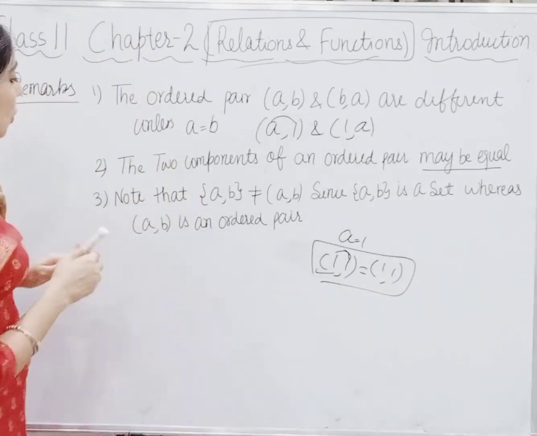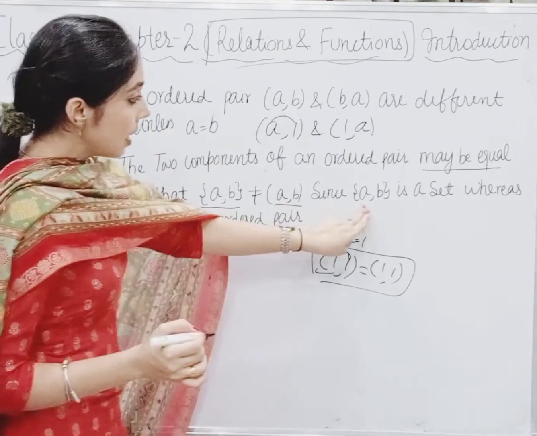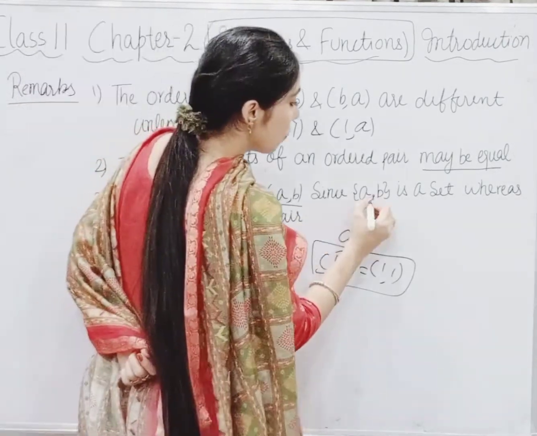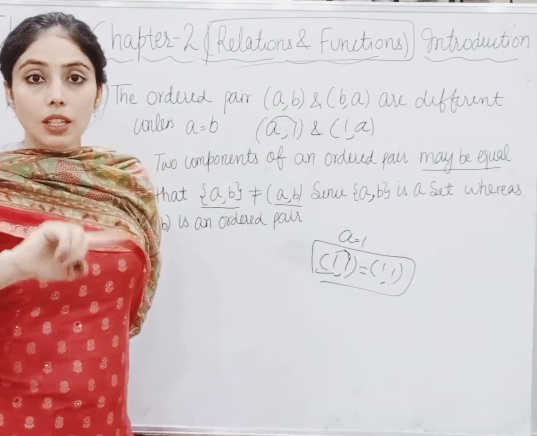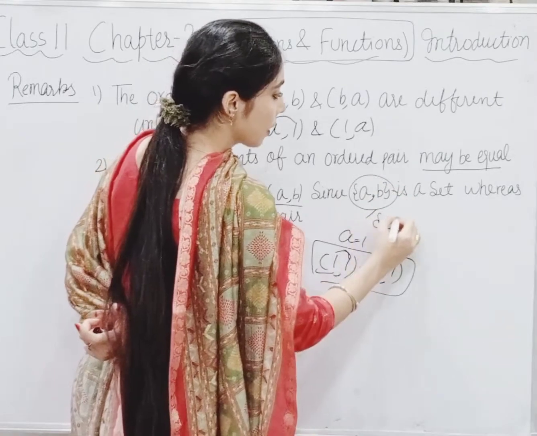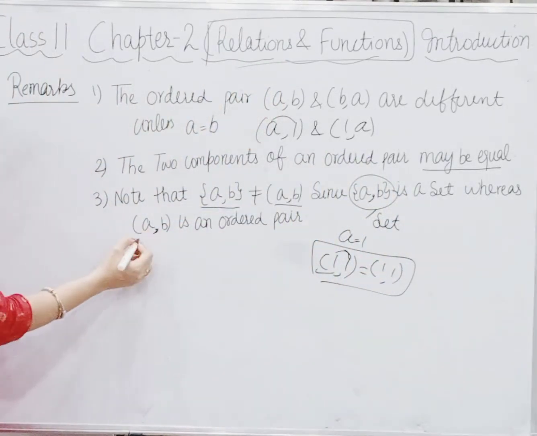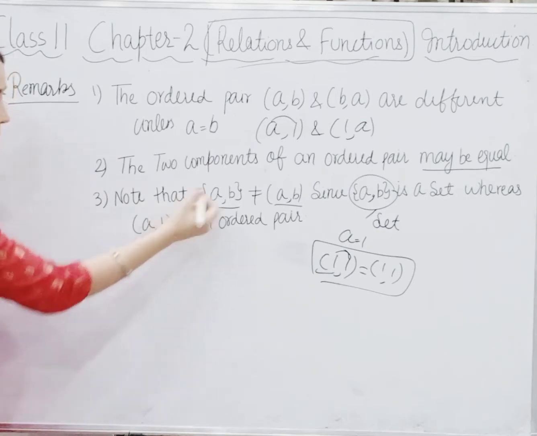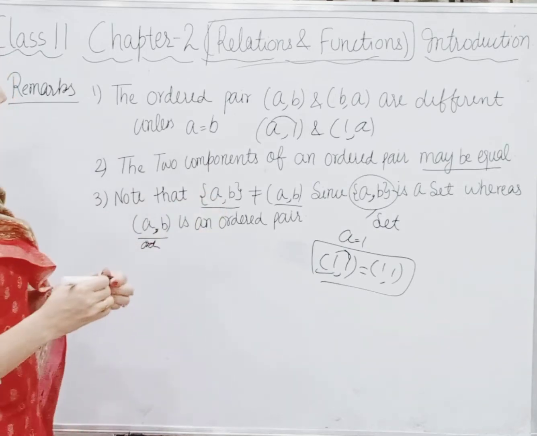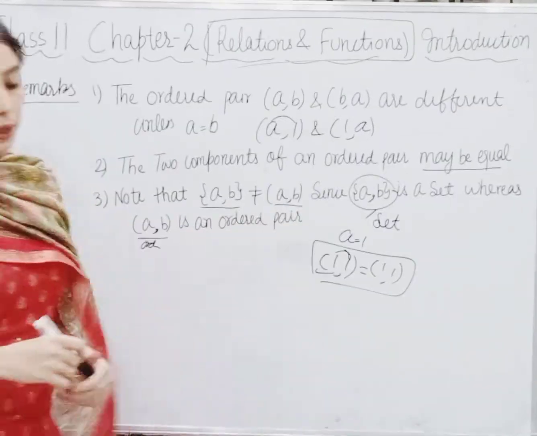Note that this set is not equal to this ordered pair, since if we separate two elements by a comma and enclose them with curly braces, this will form a set. But if we enclose them within parentheses, then this is an ordered pair. These two are not equal.